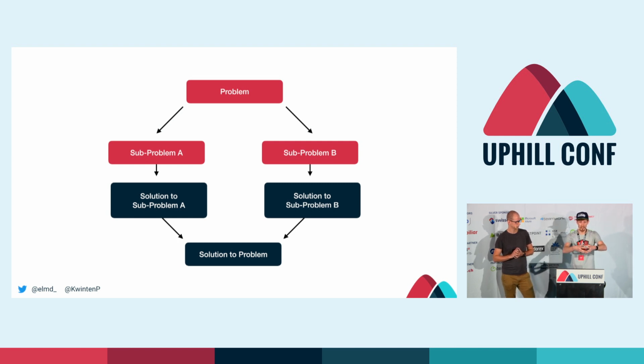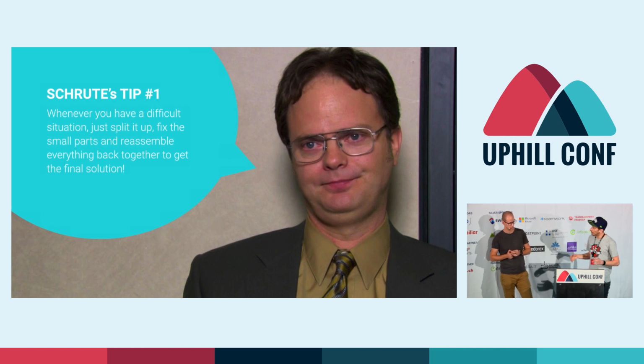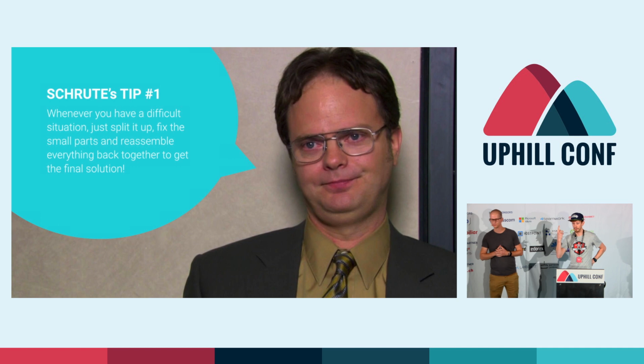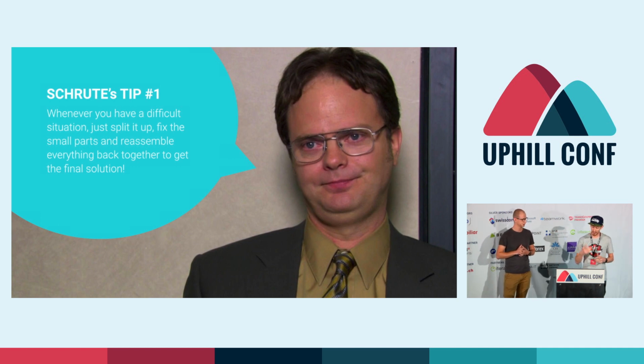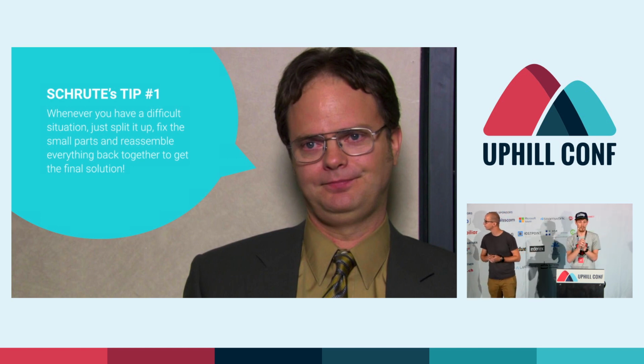If you have a problem, then think about that, divide it up, split it up, right? And then solve these smaller parts and then bring them back together. So this is Dwight Schrute. He's from The Office. He's, well, a pretty weird dude, I would say. But he has a couple of really cool tips for us. One of his first tips is, whenever you have a difficult situation, split it up, fix the small parts, and then reassemble everything back together. So think divide and conquer.